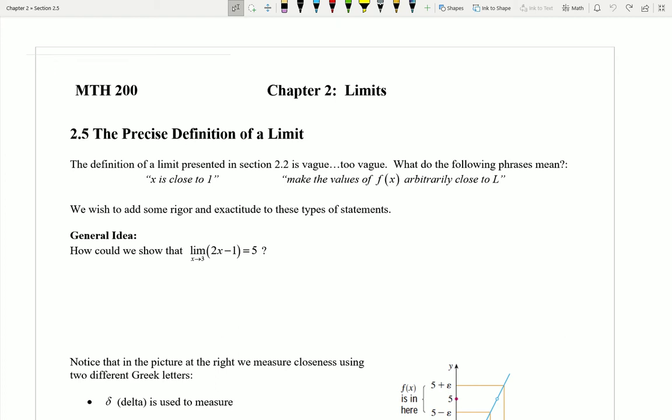However, the original definition that we gave back in section 2.2 regarding this topic was a bit vague. It included phrases like, we're going to move x close to 1, and we're going to make the y values of the function arbitrarily close to L in order to have a limit. And it's really this idea here of close. What the heck does close actually mean? So we're going to try to add some rigor and exactitude to these sorts of statements in this section.